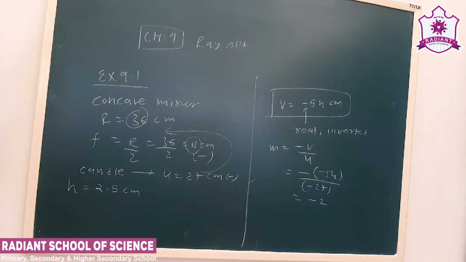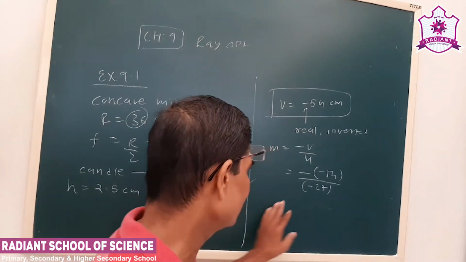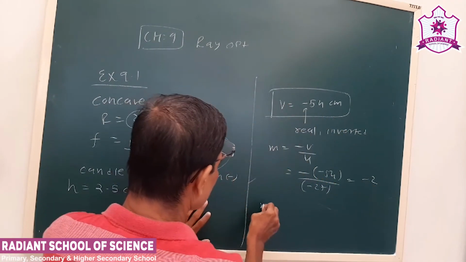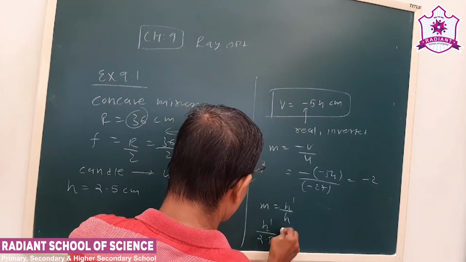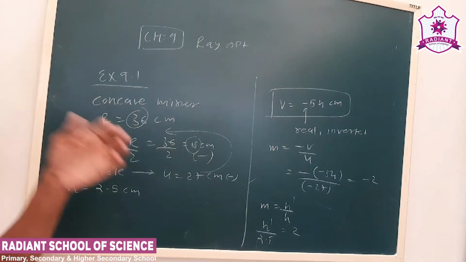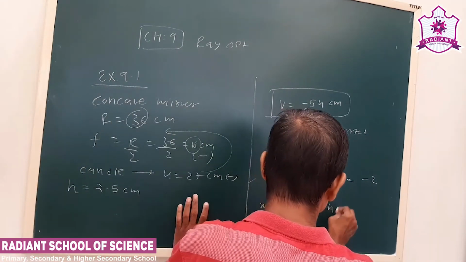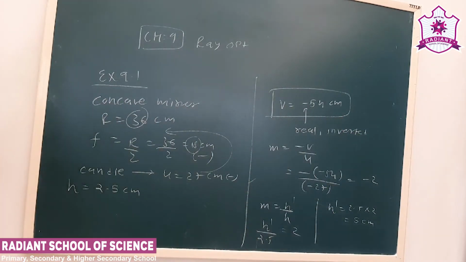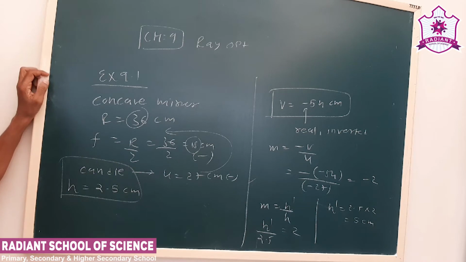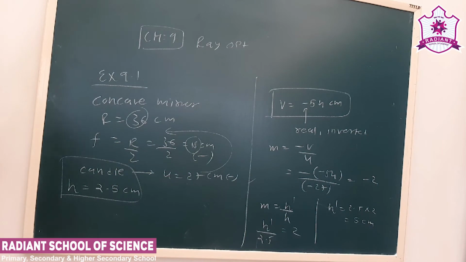Now we have to find the height of the image. Magnification is H dash by H, and H is 2.5. To calculate the height of the image, we do not consider the negative sign. So H dash will be 2.5 into 2, that is 5 centimeter. The candle height was 2.5 centimeter, and the image is enlarged, we get 5 centimeter. So this is about exercise number 9.1.